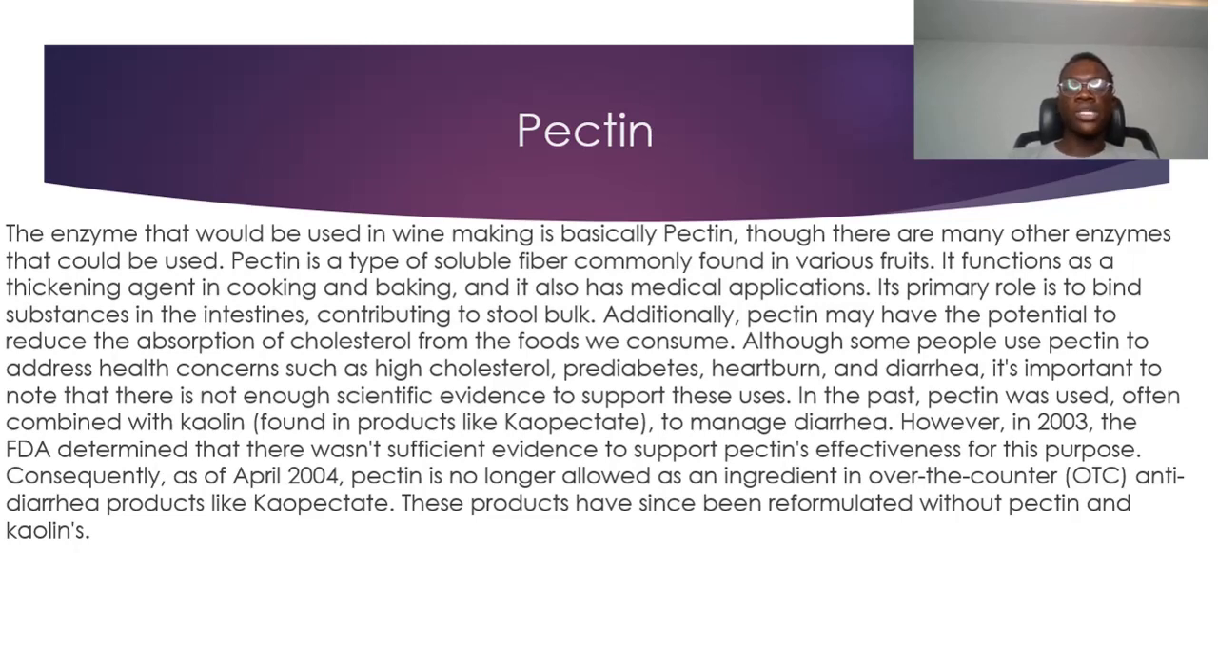Although some people use pectin to address health concerns such as high cholesterol, prediabetes, heartburn, and diarrhea, it is important to note that there is not enough scientific evidence to support these uses. In the past, pectin was often combined with kaolin, which is found in products like Kaopectate, to manage diarrhea, which is basically stooling and vomiting at the same time.